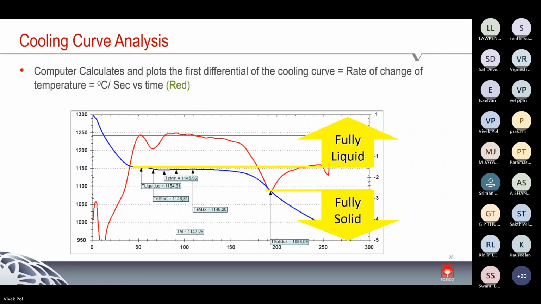This is the graph which thermal analysis shows. Here are some thermal parameters, for example, TE minimum, eutectic minimum temperature, liquidus temperature, eutectic reaction starting temperature, and eutectic reaction maximum temperature. So this blue line is temperature versus time. It is the cooling curve, and red is the cooling rate, the derivative of this blue line.